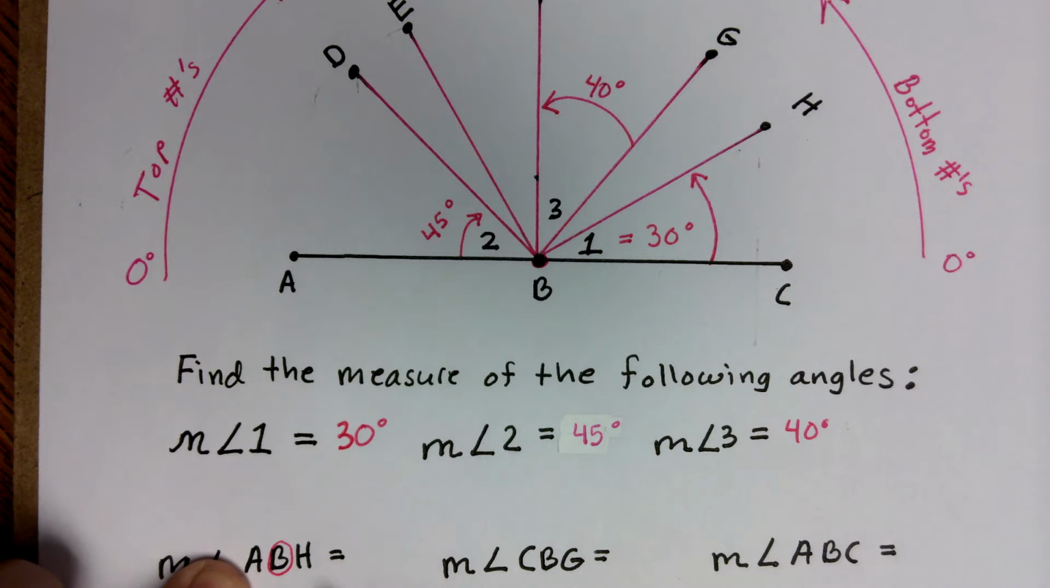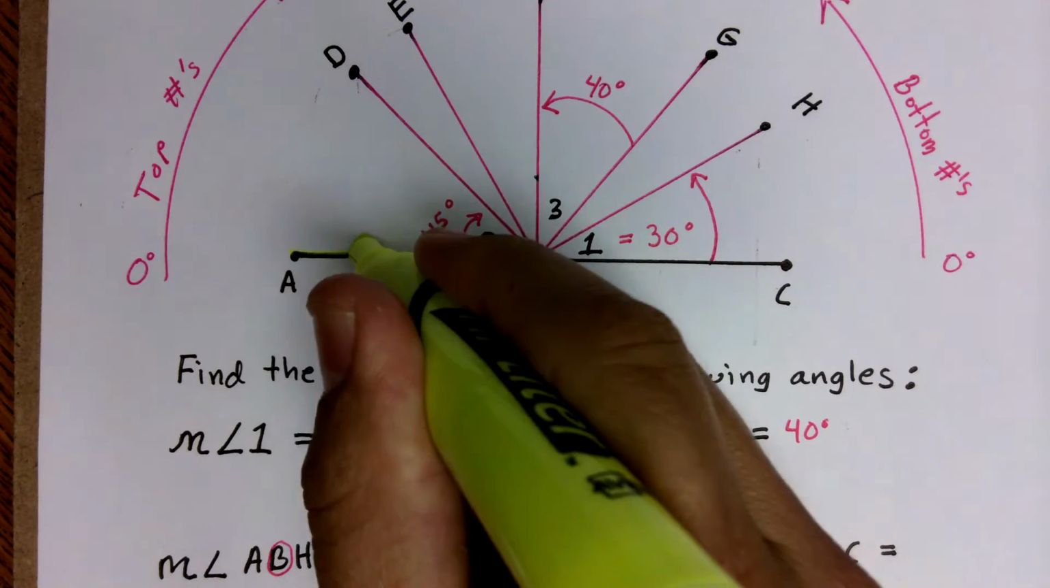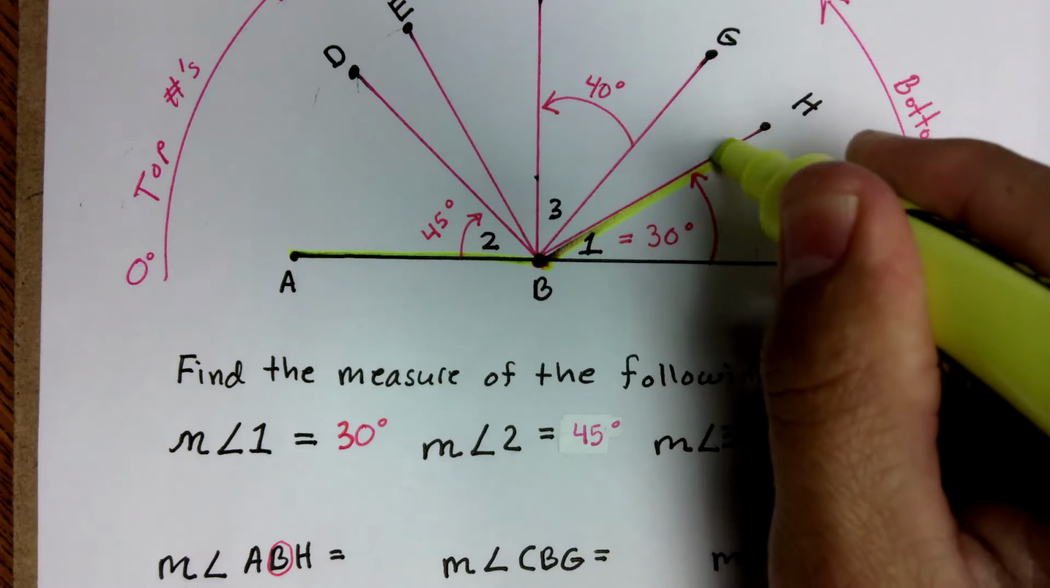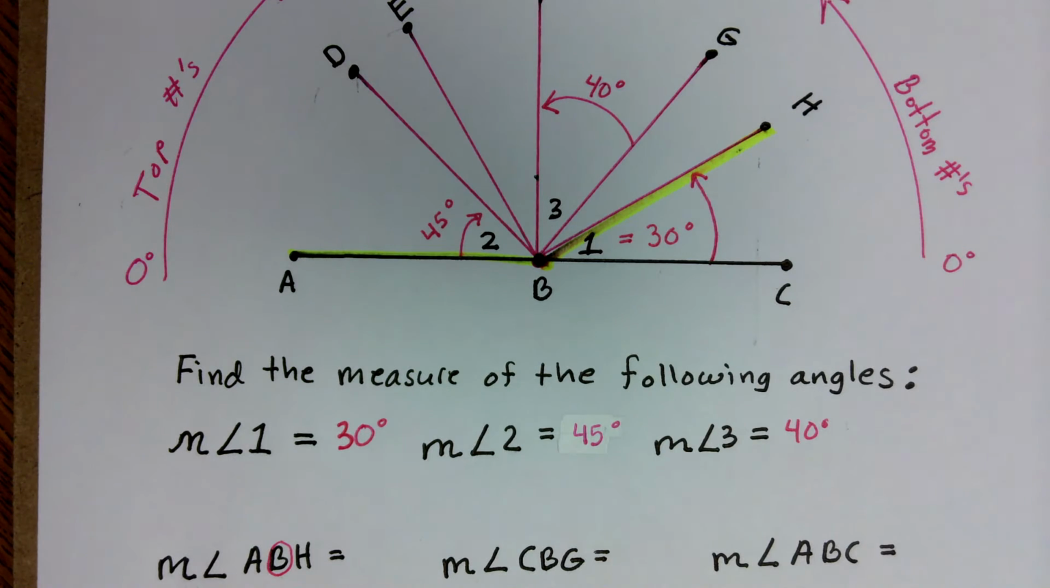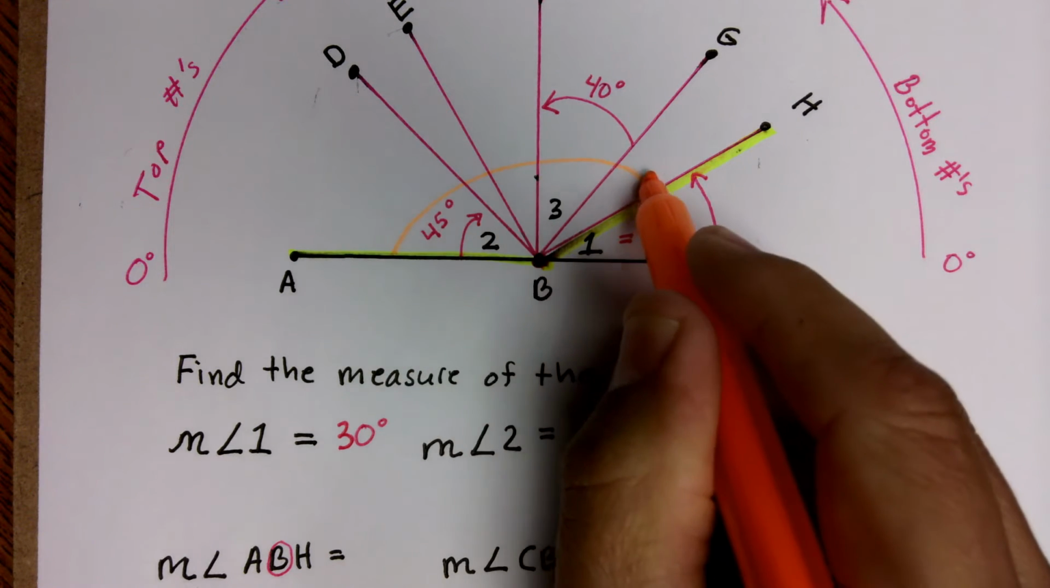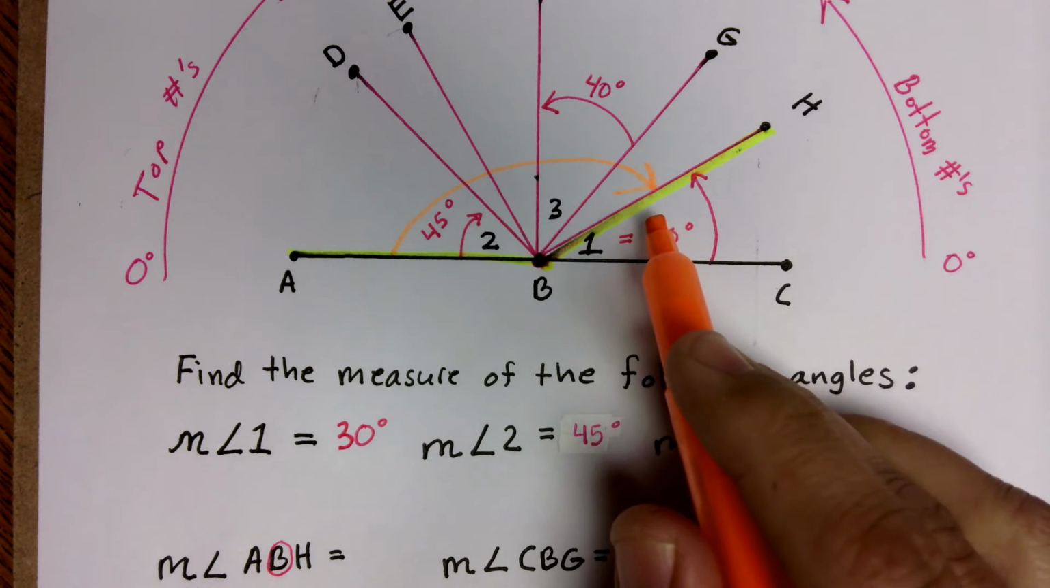So since this is ABH, I'm looking at the angle, and I'm going to use my highlighter to highlight it. I'm going from A to B and then to H, which is up here. So what I highlighted yellow. So notice this is actually a very large angle that we're looking at, right? Because I'm actually looking from here all the way over to here.